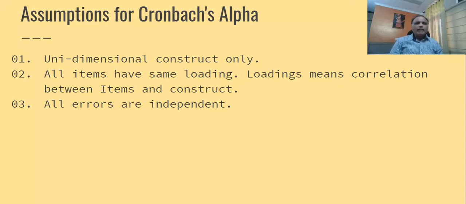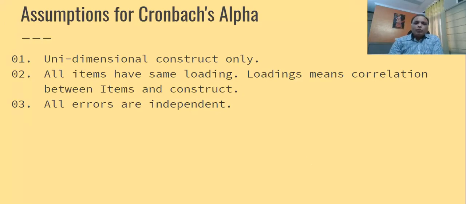Second, all items have loading. That means we are talking about the main construct, the latent construct, and the items, and the correlation between them. That is called loading. Loading means the correlation between items and construct. Third, all errors are independent. You might have seen that in the reflective one, one error represents indicator 1, and a second error is linked with indicator 2. They are not correlated. But in the formative one, the errors were also correlated to each other. So these are the basic assumptions of Cronbach alpha.